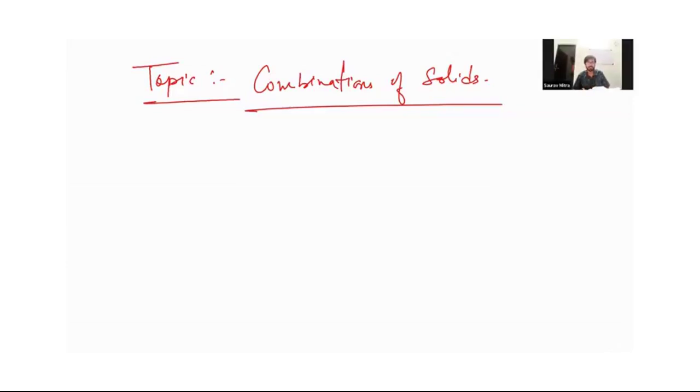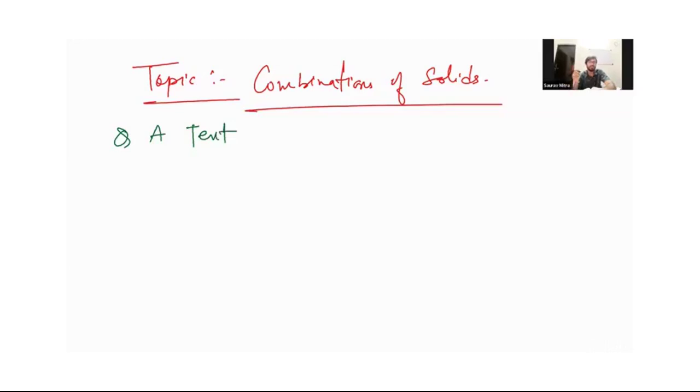Today's topic for the session is combination of solids from your chapter mensuration, surface area and volume. So we will discuss some of the questions which are based on the combinations of two different figures. Okay. So let's start the session. Let's start with an example with a question. A tent.